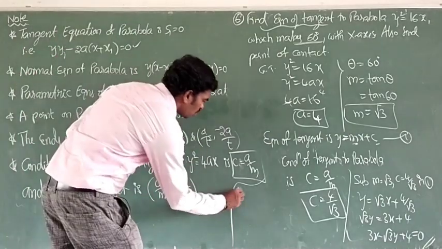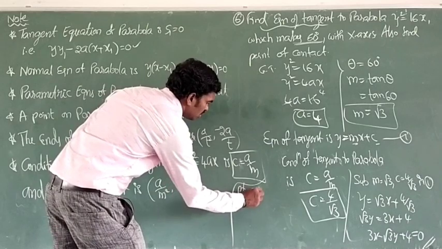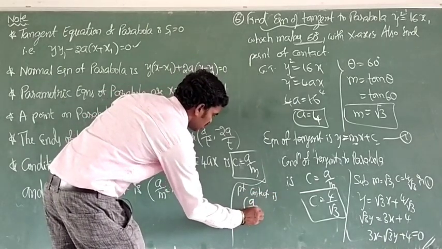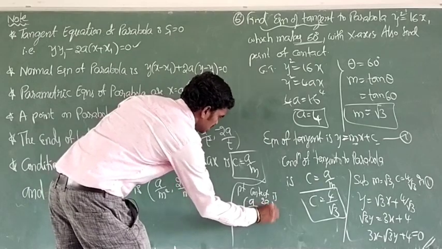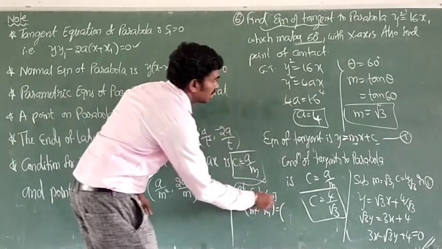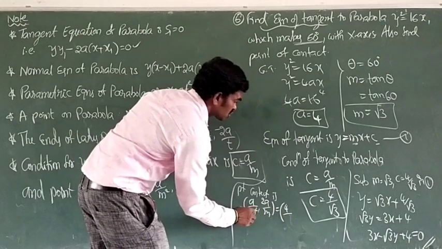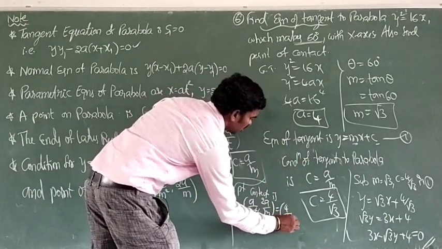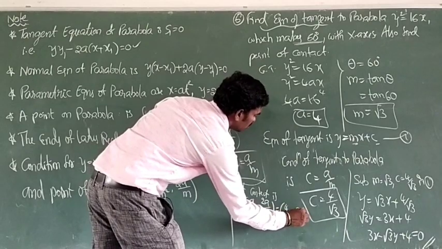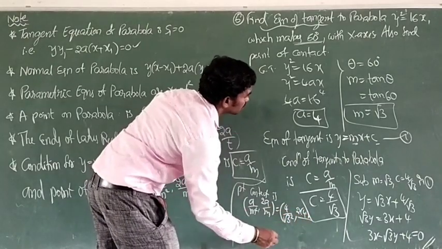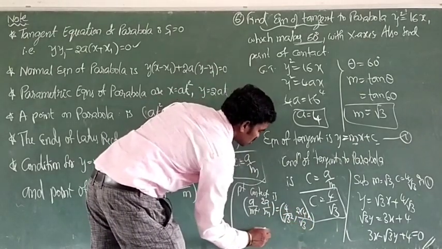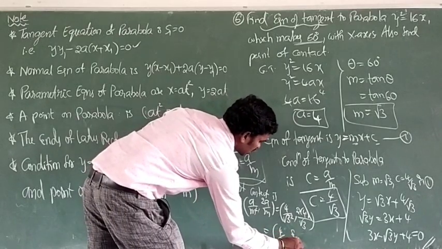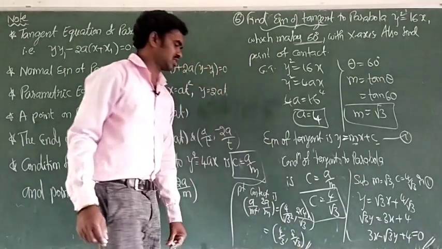Okay, so the point of contact here I am doing: the point of contact is a by m square comma 2a by m. Here a means 4, and 4 by m square means root 3 square, that is 3, comma 2a, so 2 into 4 by m, that is root 3, so it is equal to 4 by 3 comma 8 by root 3. So this is the point of contact.